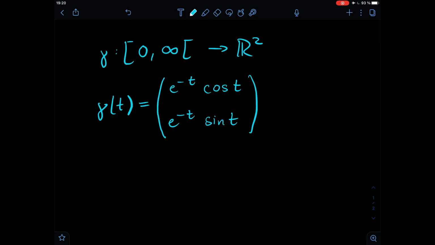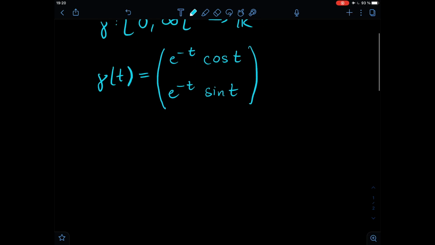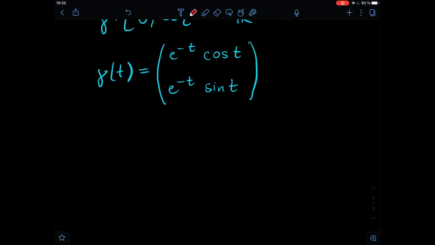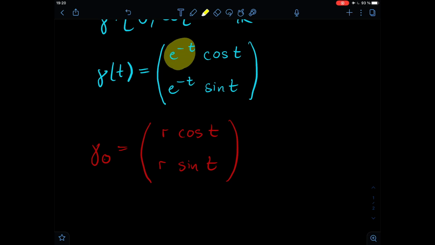So now you might ask yourself, why is this called a logarithmic spiral? Well, therefore you have to remember how the parametrization of a circle looks like. So let's take a look at the parametrization of a circle, which is r times cosine of t for the x coordinate and r times sine of t for the y coordinate. And since our spiral looks a lot like a circle with a decreasing radius, we can identify the factor e to the power of minus t with the decreasing radius of our spiral.